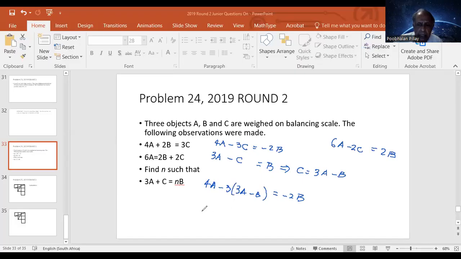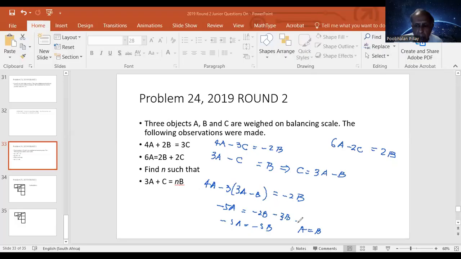Remember, we needed to find a in terms of b. So you get 4a minus 9a is minus 5a. You bring all the a's to one side, and here you got minus 2b. Here you got plus 3b. If you take it to this side, you get minus 3b. So you get minus 5a equals minus 5b. And you get a equals b. All right, so this gives you a equals b. So there it is. I found a in terms of b.